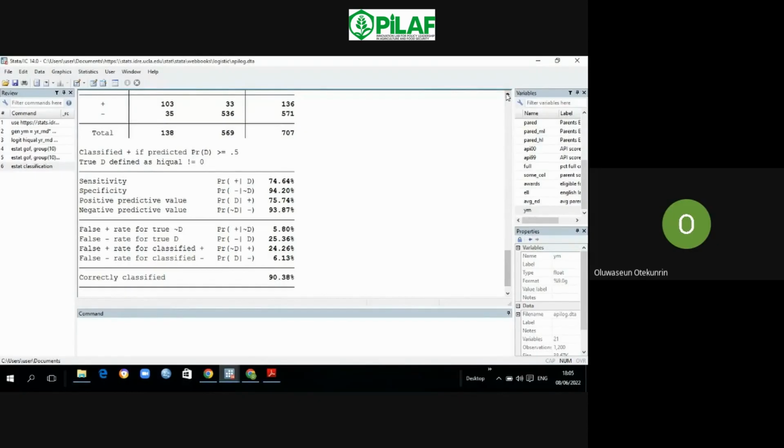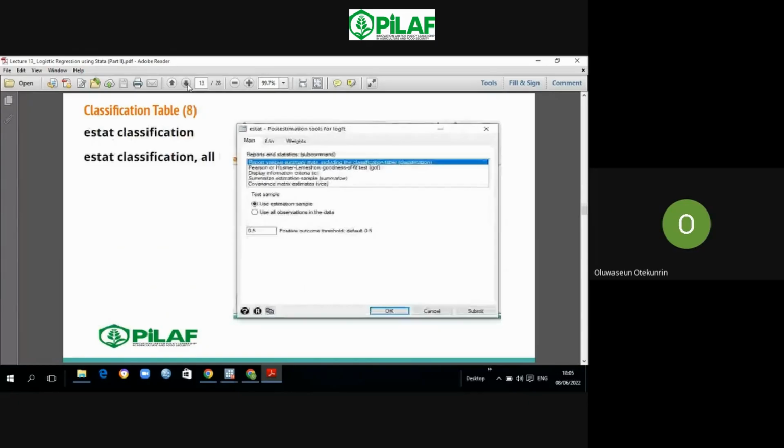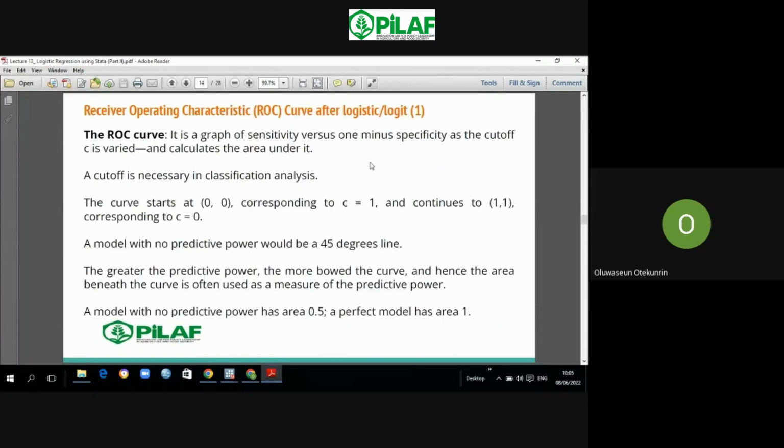Again, this is after you might have gotten your estimate, whether logistic or logit. So this ROC curve is a graph of sensitivity versus 1 minus specificity, as the cutoff C is varied.